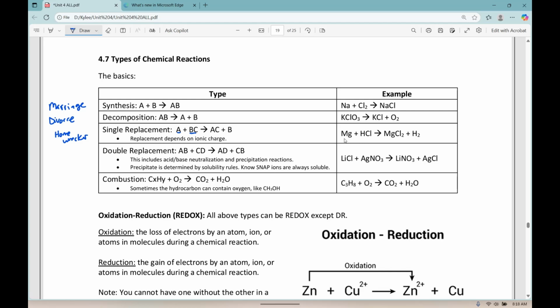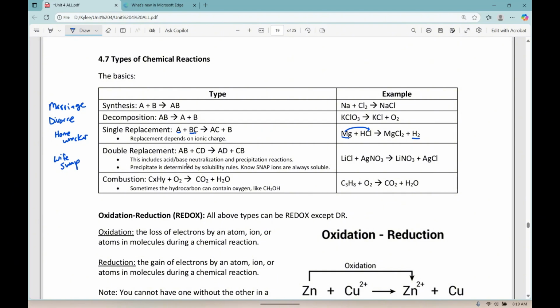So for example, in our real life single replacement reaction, we've got magnesium reacting with hydrochloric acid. Magnesium is our homewrecker. It's going to link up with the chlorine, not the hydrogen, because of the charge. Magnesium's positive. It's going to take the negative ion, being chlorine, to form MgCl, and then hydrogen ends up by itself.